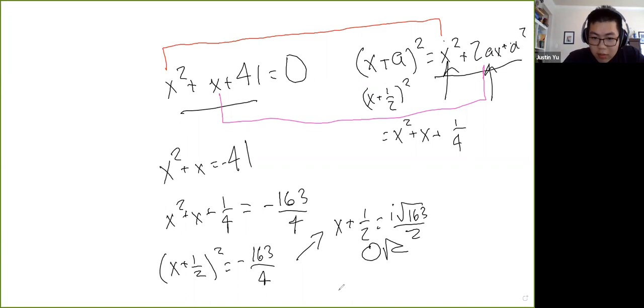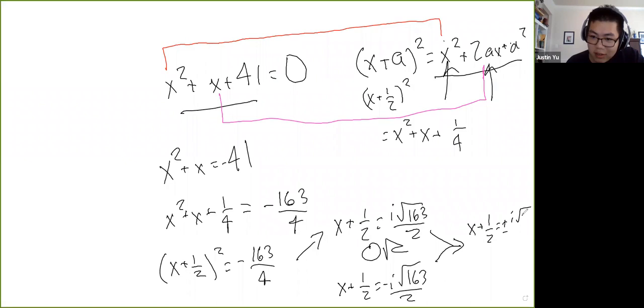or going to be equal to negative i root 163 over 2. And this is actually simplifiable. Like the way that all of you were taught to write it is in the following way. X plus 1/2 is equal to plus or minus i root 163 over 2. Why did I write 136?